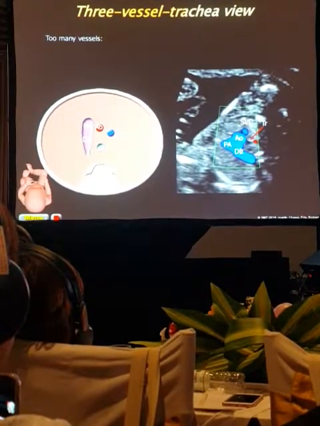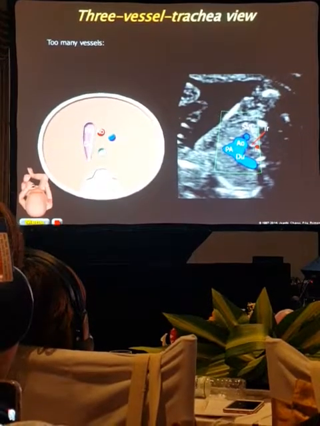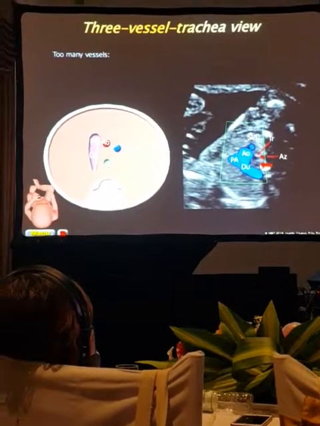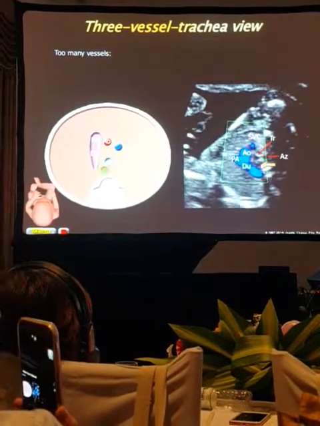Here we have the three-vessel view. We have the trachea over there, and we have the esophagus over here, and there behind, remember, is the esophagus, a normal finding.